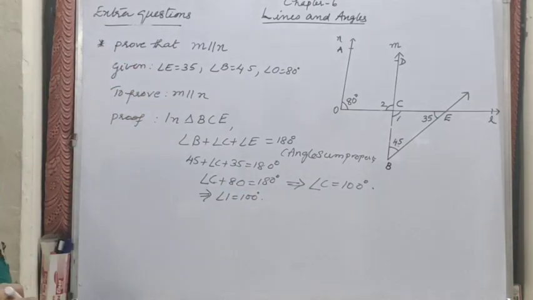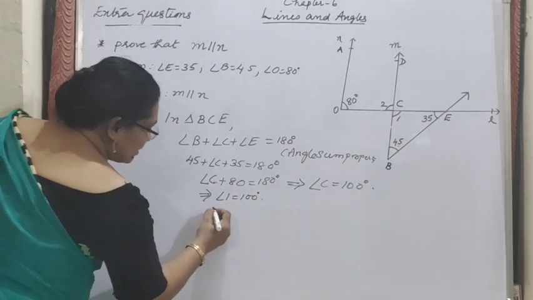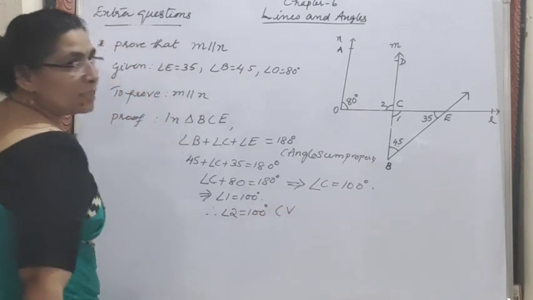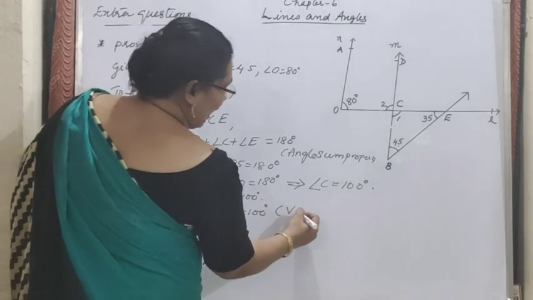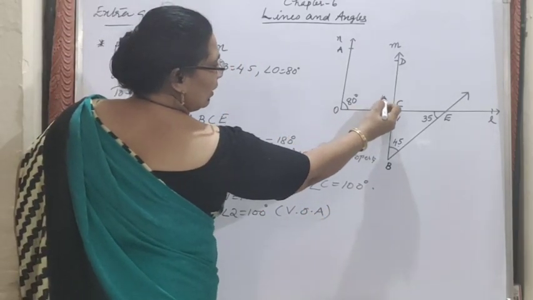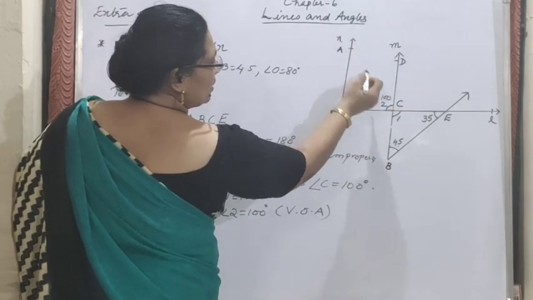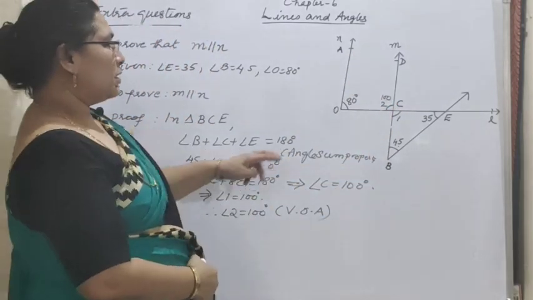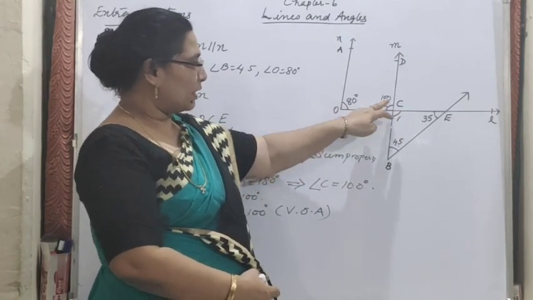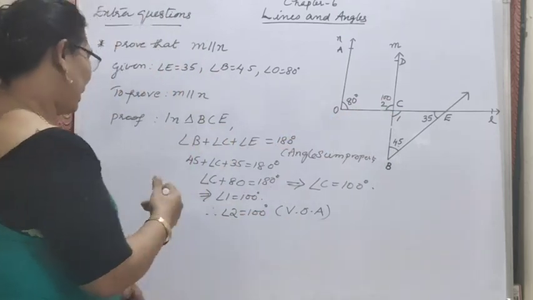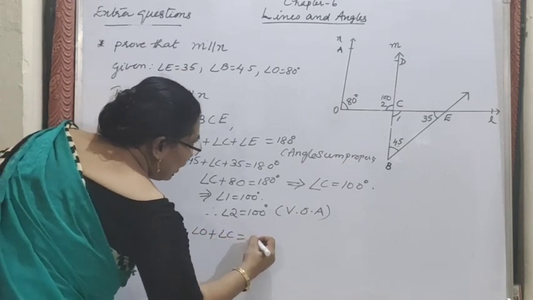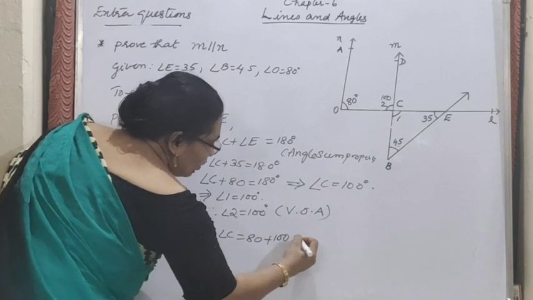Now if we got angle 1 equal to 100, then what we can say that angle 2 is also equal to 100 degree. This time what is the reason? Vertically opposite angles. So we got 100 here, right? Now 180, you check these two lines, co-interior angles. This is the transversal, OC is the transversal, and co-interior angles are supplementary. 100 plus 80, that is equal to 180 degree. So I'll write here angle O plus C equal to 80 plus 100 equal to 180 degree.